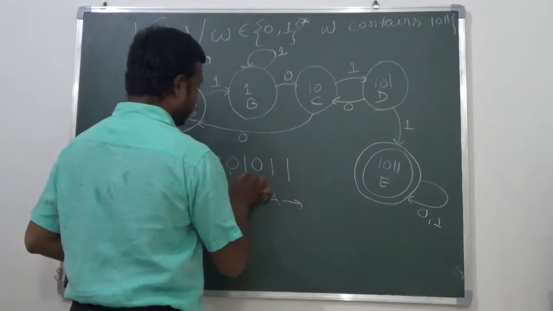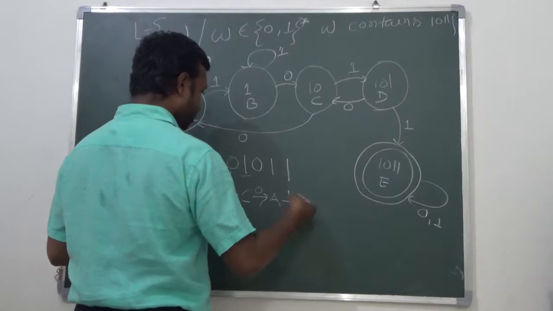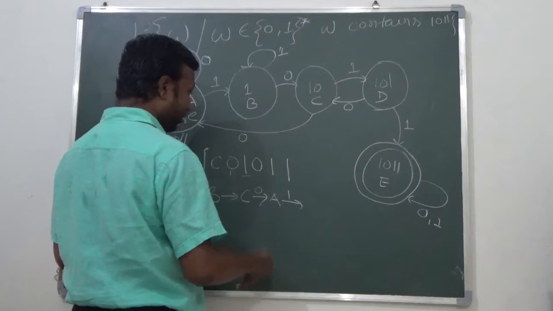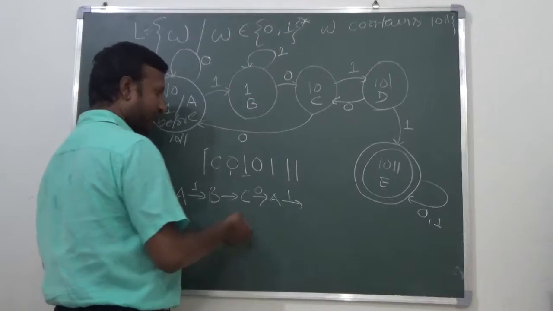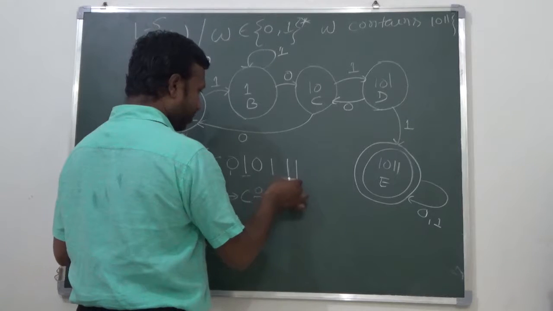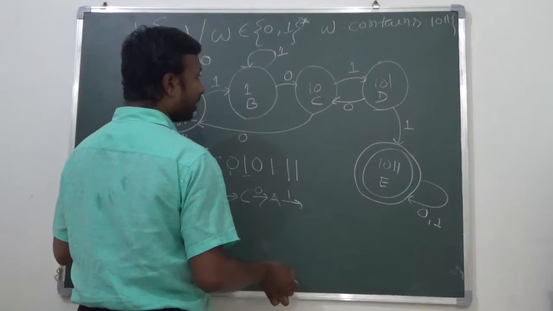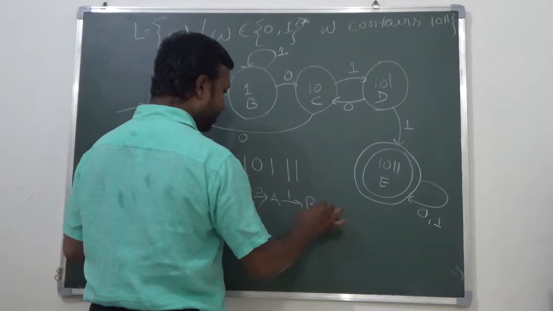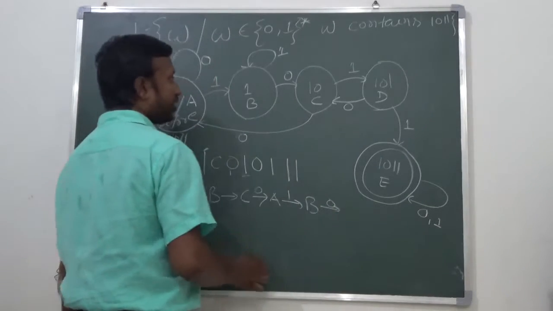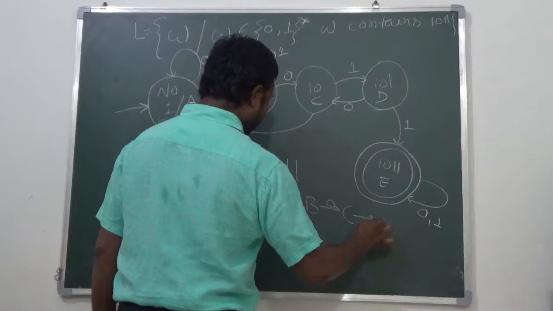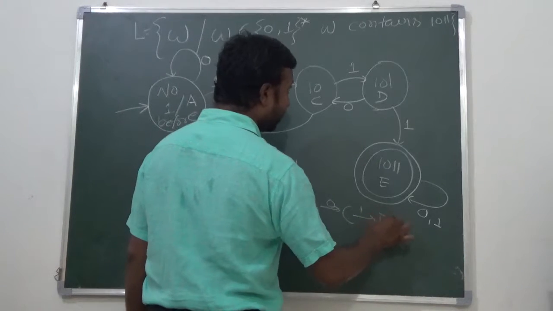Then I got this 1. So I am trying to rebuild the pattern again. There is a possible chance of rebuilding the pattern again. So what we will do, this 1 will be going to the state B. By having this 0, then we are going to the state C. By having this 1, we are going to the state D.